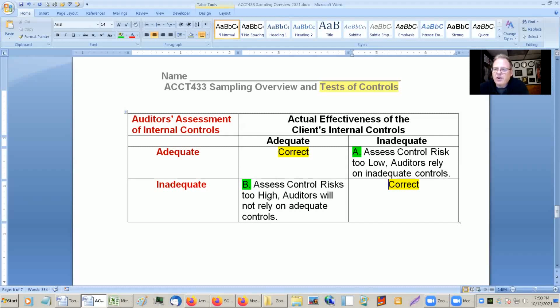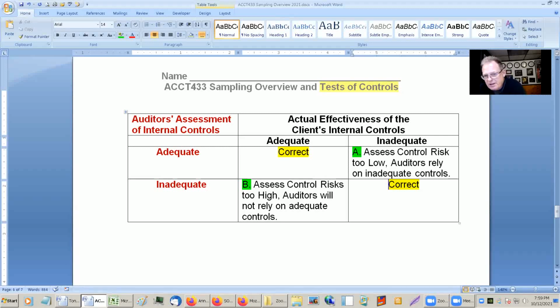Yeah, so with A, if we assess the control risk too low, we think it's better than it really is. We think it's 5% when really it's 10% or something like that. We're going to rely on those controls when we really shouldn't be. So actually, A is the trickier one, because you think everything is okay when actually it isn't.